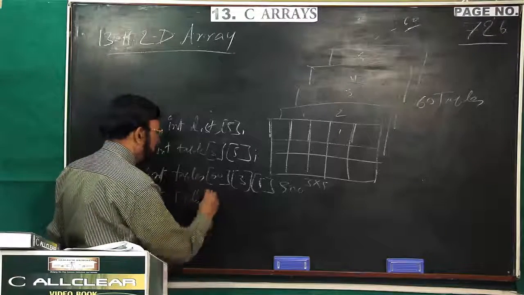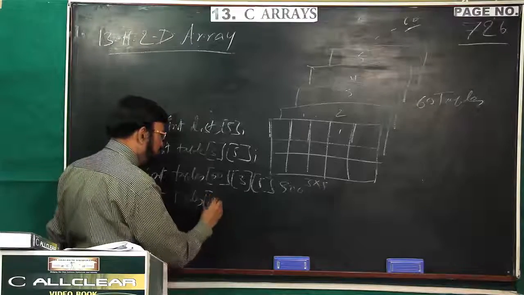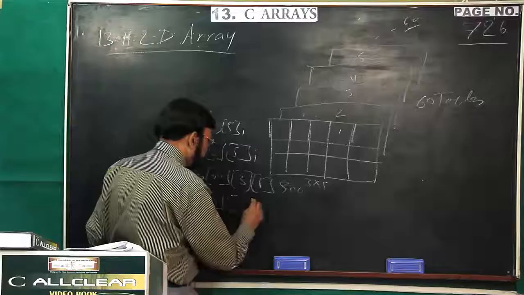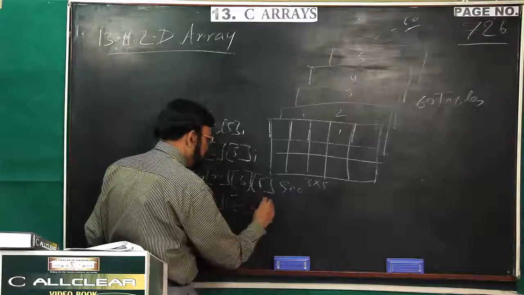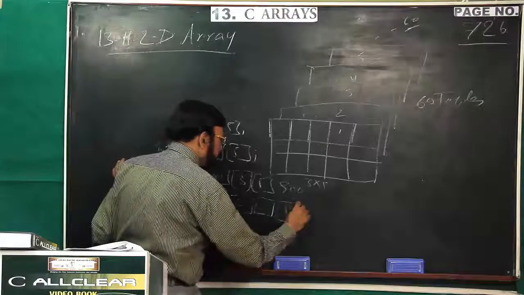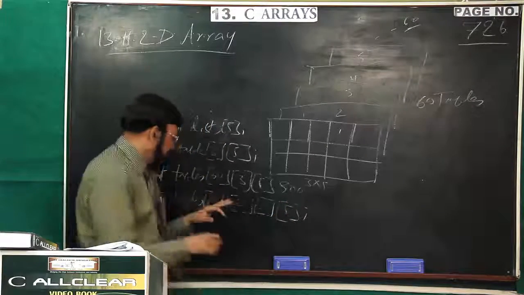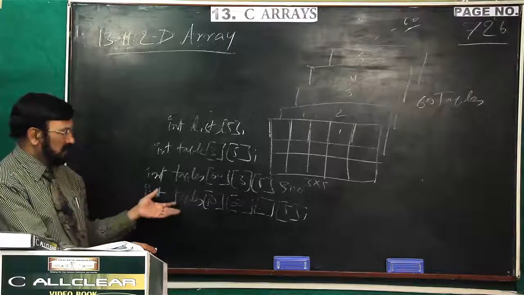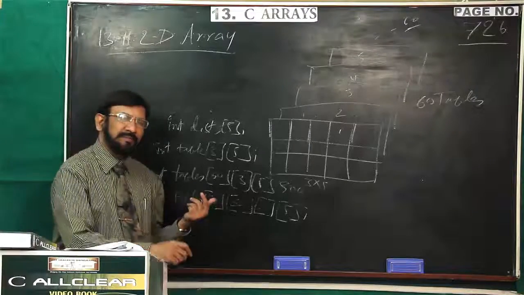Now, tables. How many classes? There are 10 classes. Each class 60 students. Each student is having 3 terms, and each term is having 5 papers. See that? This is 4-dimensional. When is 5-dimensional required?